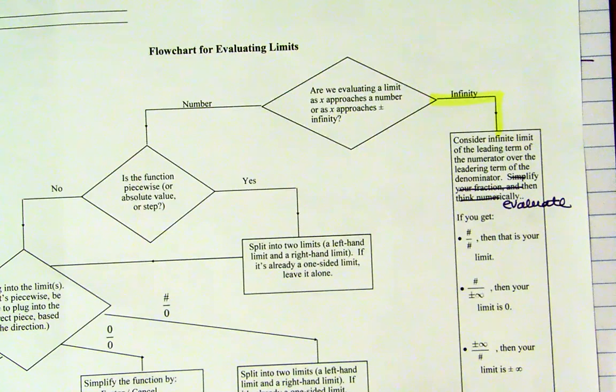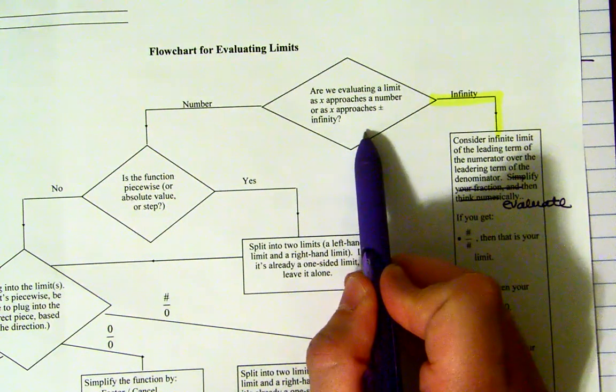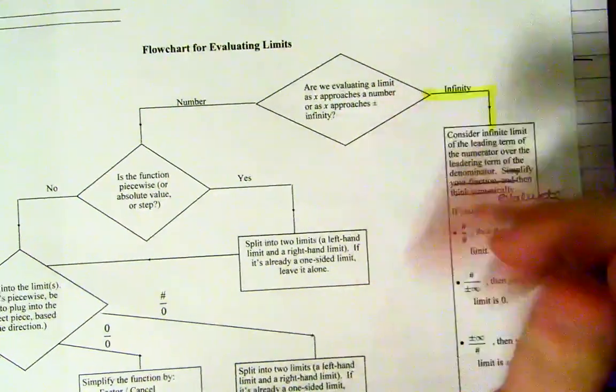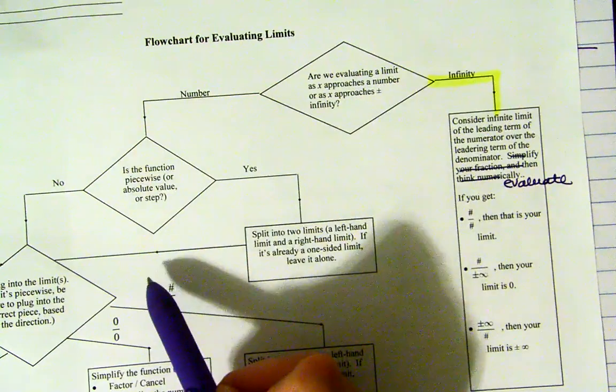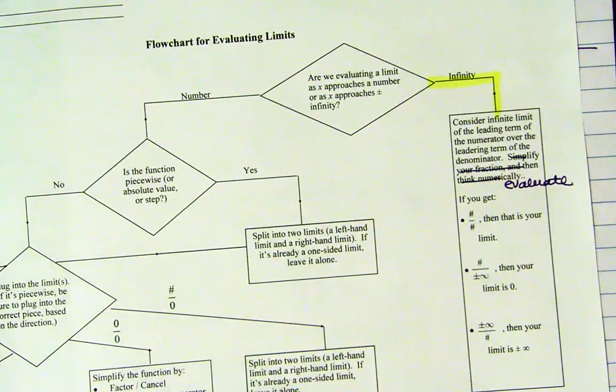What is really, really important is that these methods we've been looking at in section 3.5, you only use if we're doing the limit as x approaches infinity or negative infinity. If we're doing x approaches 2, you're not doing any of this stuff. You're following the number branch on the flowchart and using the other methods that we've looked at in this unit.